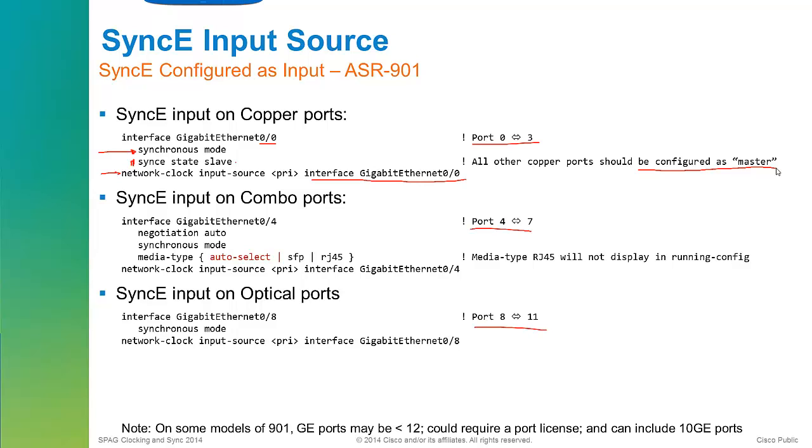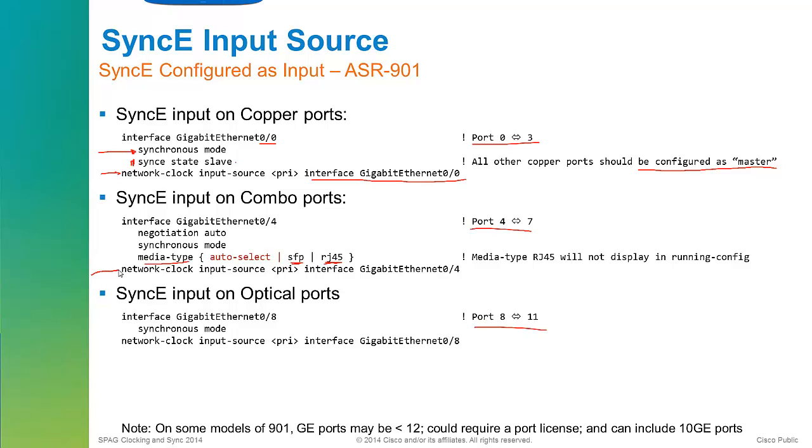So that means anything you connect into it will give the frequency source down to the downstream systems. If you're on a combo port, you don't need the SyncE slave. It will negotiate it, but you really need to configure the media type. Auto select, you probably get better results by specifically defining which type it is. If you've plugged it into the RJ45 port, then you should say media type RJ45. If it's in the SFP port, you should say media type SFP.